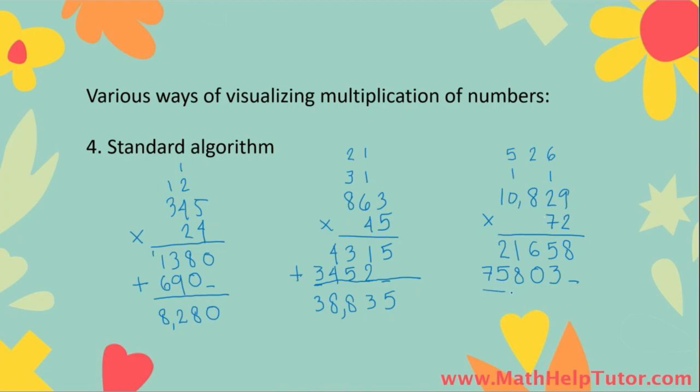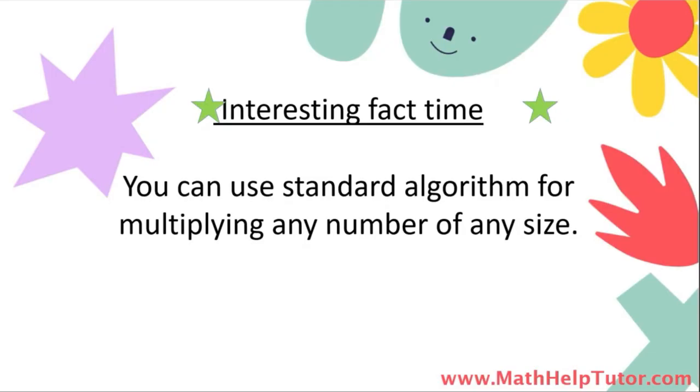Let's put an underline to separate our numbers from the result of the addition. And then we're going to perform addition using standard algorithm. So 8 plus 0 is 8. 5 plus 3 is 8. 6 plus 0 is 6. 1 plus 8 is 9. 5 plus 2 is 7. And 7 plus 0 is 7. And there we have it. 10,829 times 72 is 779,688.